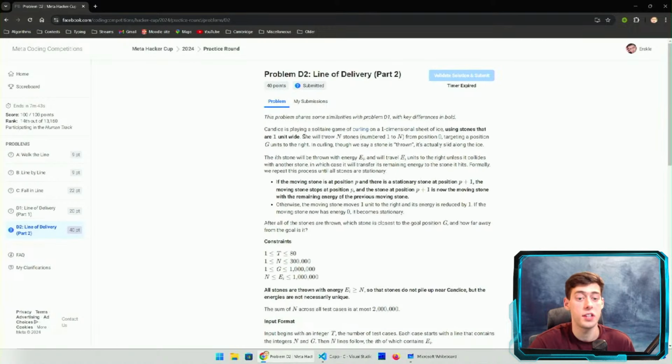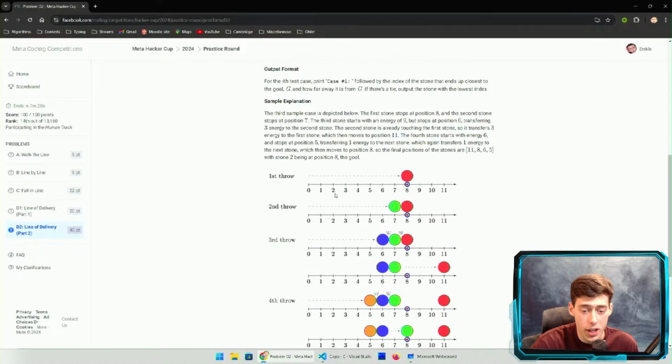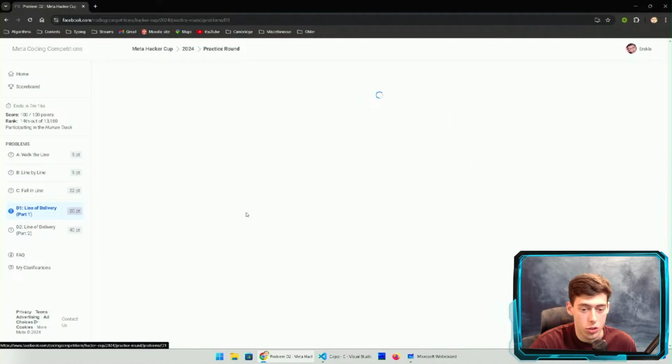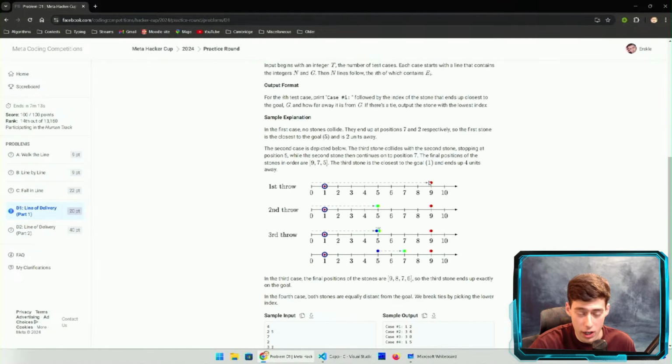D2 is the more difficult version of that problem. So now we're going to go and talk about D2. D2 is interesting. It has a lot of similarities with D1. The only difference, pretty much, is that these stones now have a width of 1. So in the previous version, these stones were tiny, and you could have two stones in the same position.